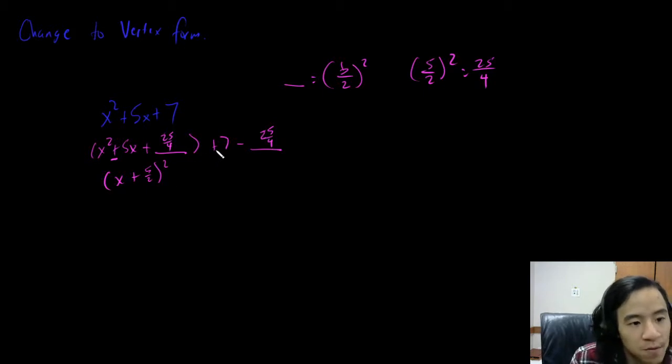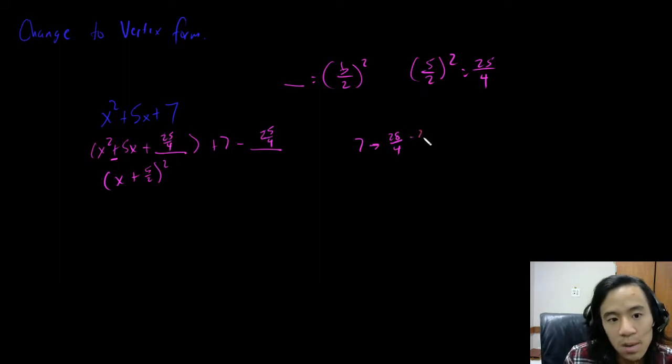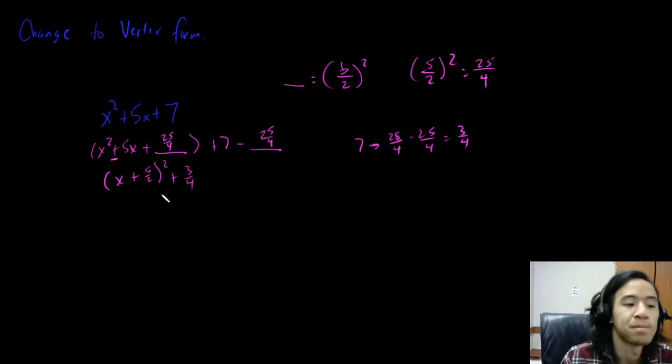And then now we have to figure out what 7 minus 25 over 4 is. So 7, we can rewrite as 28 over 4, meaning the common denominator, minus 25 over 4. This is equal to 3/4. So plus 3/4. This is our vertex form. All right, let's do another example.